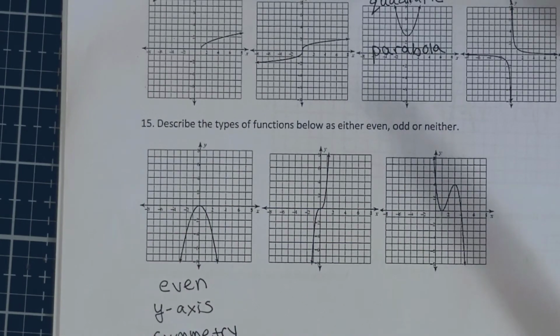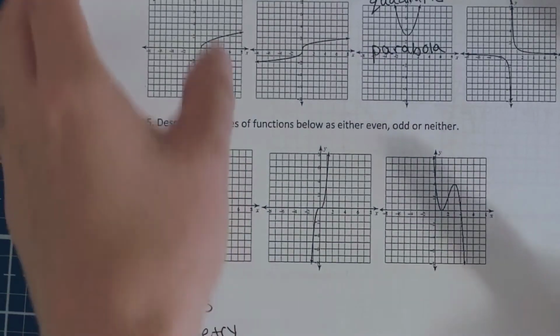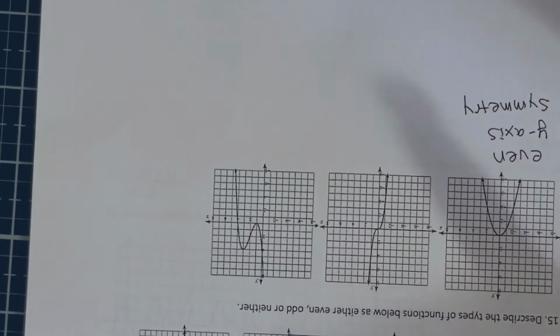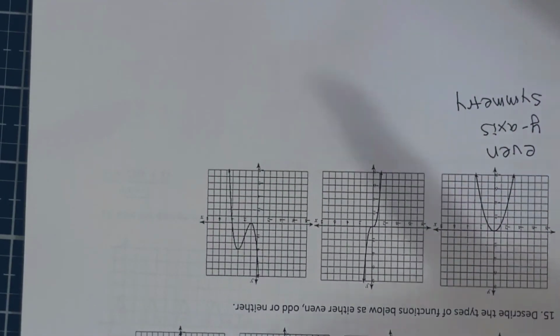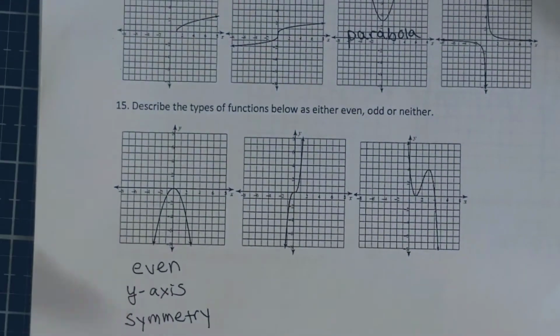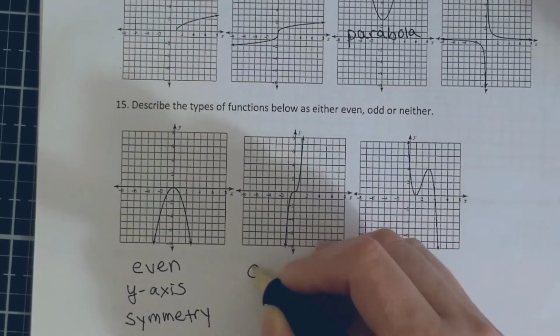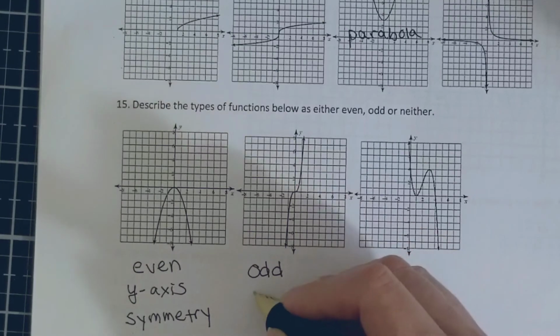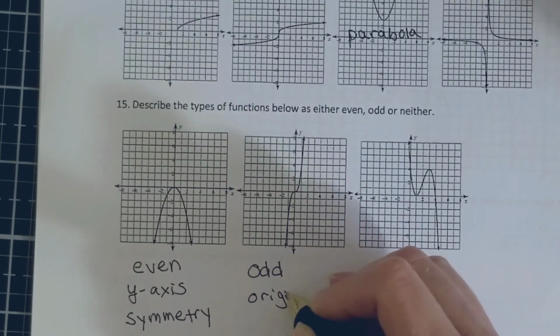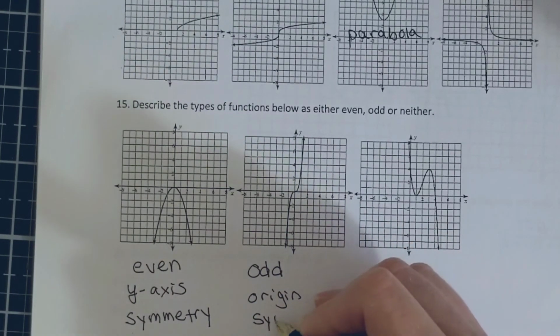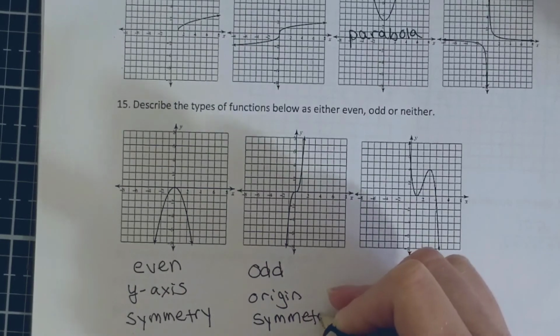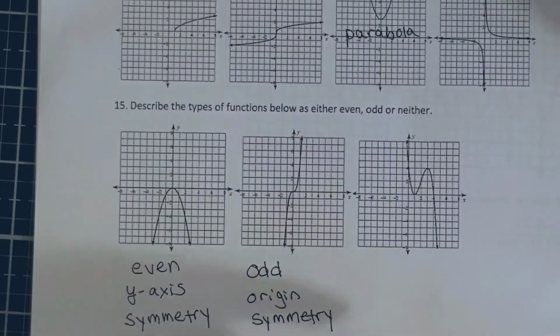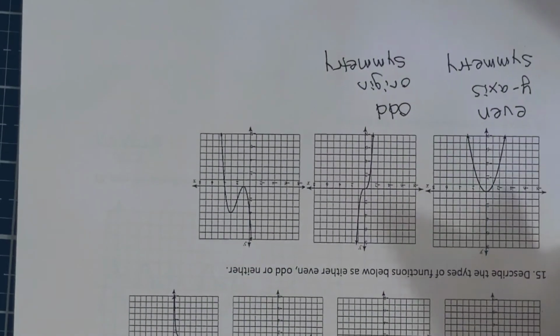Okay, odd or origin symmetry is where you would turn your paper upside down and it looks identical to when it is not upside down. So this one would be odd, origin symmetry. Okay, and this one here, if you turn your paper over like this, it would have neither.